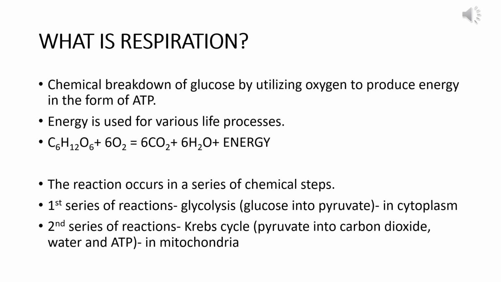The second series of reactions of respiration is called the Krebs cycle, or the citric acid cycle. It includes the chemical conversion of pyruvate into carbon dioxide, water and energy. And this is taking place in the mitochondria of every cell. That is why we call the mitochondria the powerhouse of the cell.